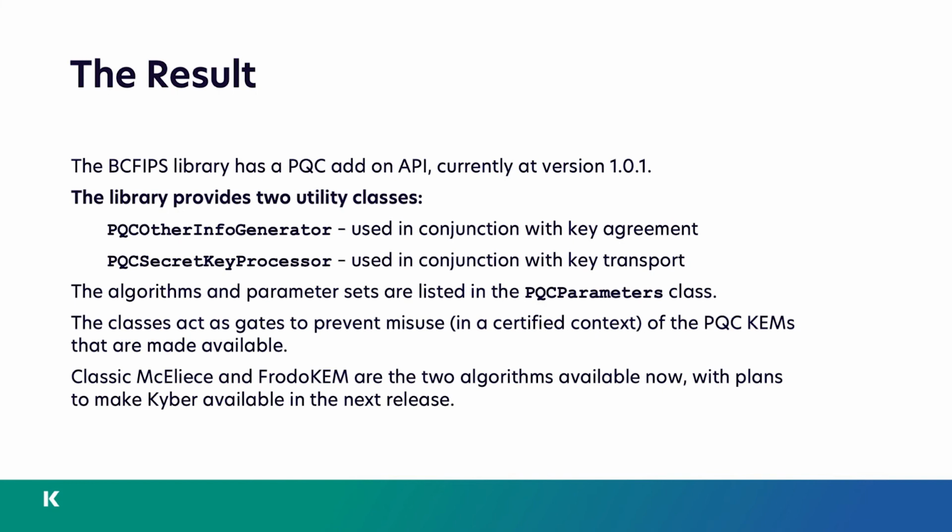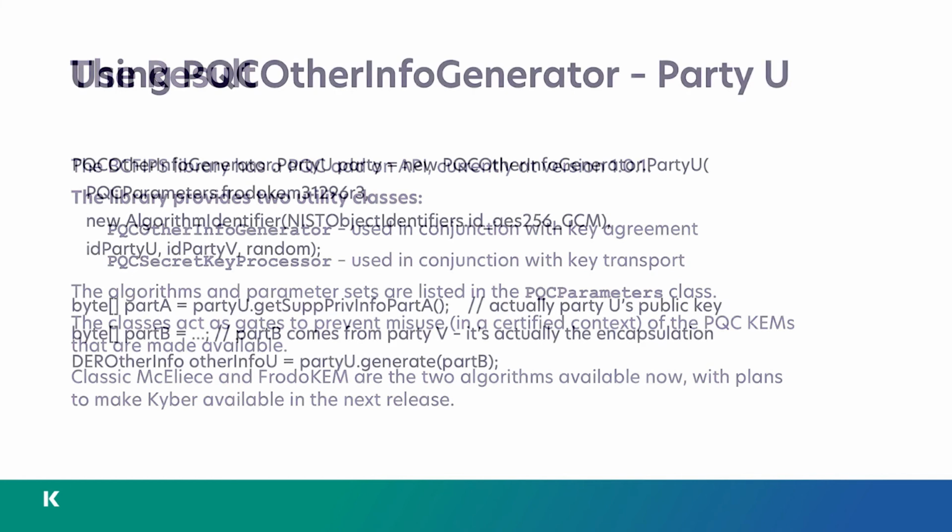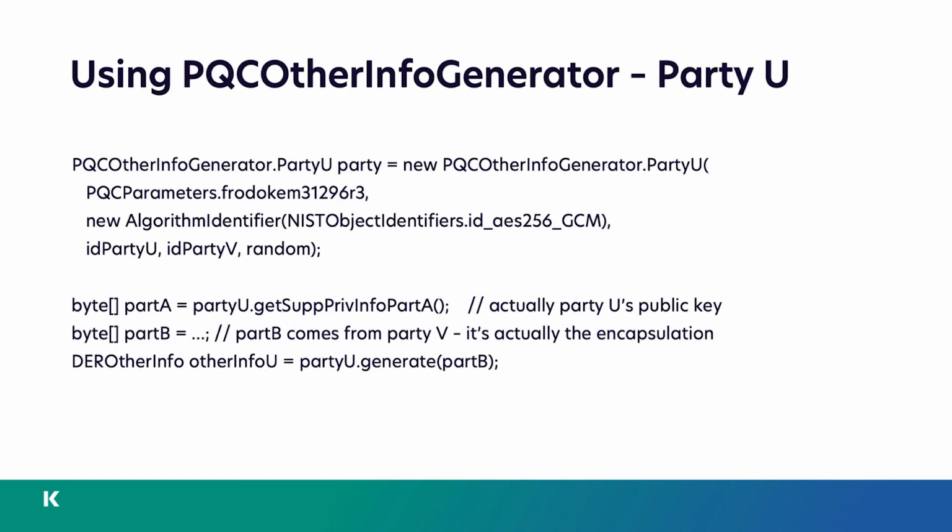So the first thing we're going to look at is PQCOtherInfoGenerator, which, as the name implies, is used with key agreement. We're going to look at the party U side. So party U in this case is generating the Frodo key, because we're using the Frodo algorithm, and they are in fact the recipient in this context.